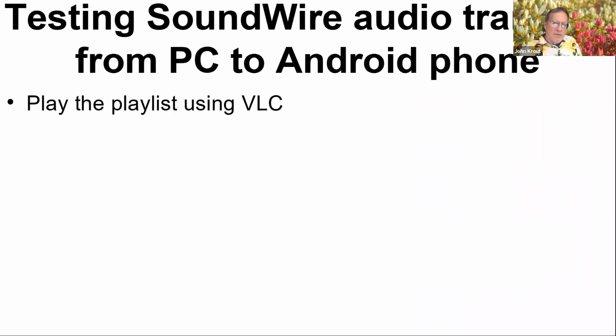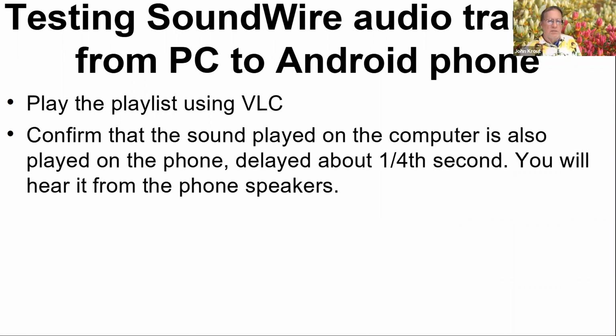Once you've done that, I suggest you do a test. Here's how you do it. Start recording on your phone using the voice recorder app or whatever alternative you have. Play the playlist using VLC. Make sure you hear it played on the phone. It may be delayed slightly, maybe about 1/4 of a second. It will come out of the phone speakers.